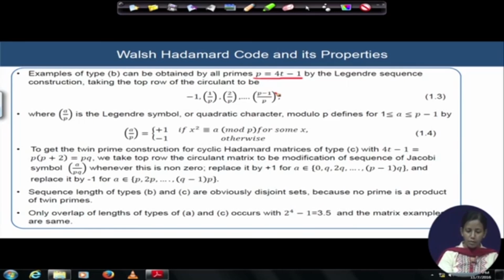The third type is the twin prime construction of this cyclic Hadamard matrix, of type C, which says that it should have 4t minus 1 equal to p into p plus 2, equal to p into q, where p and q are coprime.